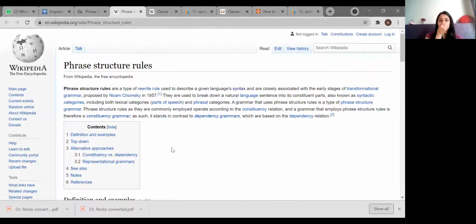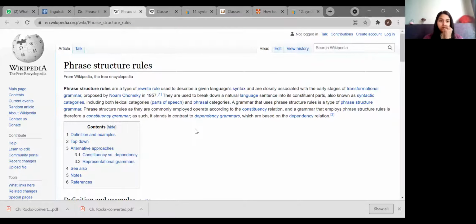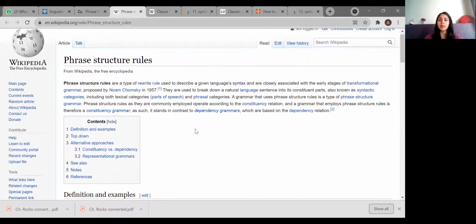Okay, to start with phrase structure rules, the basics. You can see I am on Wikipedia here. Even you all can find this online, and you can go through it. I'll just explain this so that you get the gist of the whole part, and then we will go into details. All right.